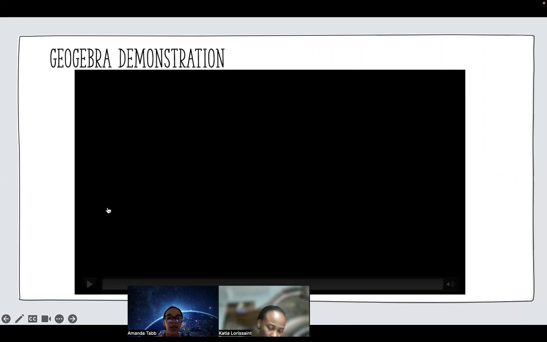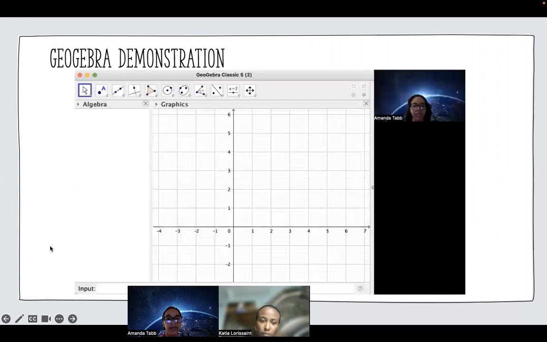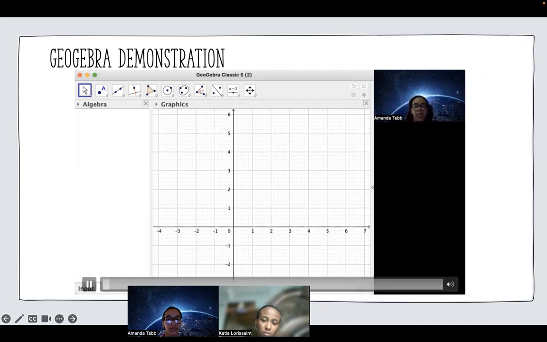This is a GeoGebra demonstration that I did that simulates origami in different ways. Of course, there's the actual paper that you can fold, but there's also technology that can be used to display different mathematical concepts. So let's start with this. Here we're going to use GeoGebra to simulate paper folding to understand the workings of origami.